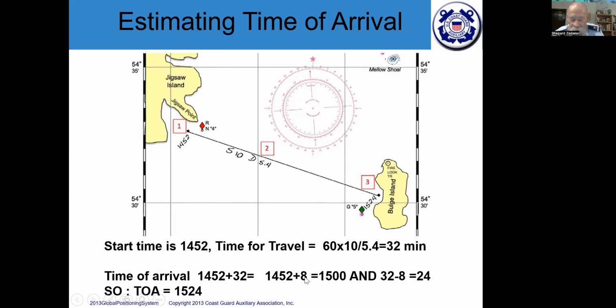So it's only 8 to get to 1500, right? And then you have some left over. We had 32 minutes. We subtracted 8. We had 24. 15:24 is our time of arrival.